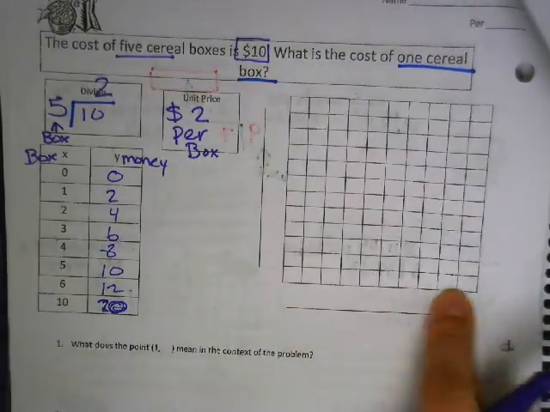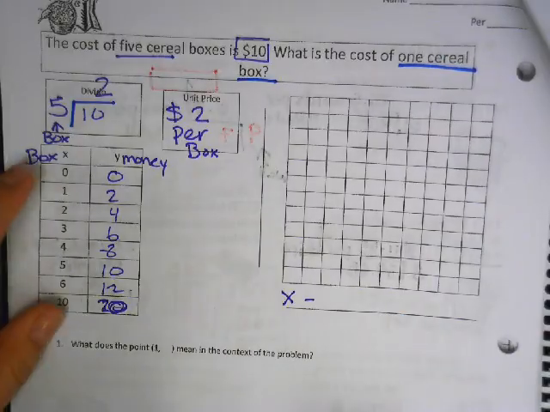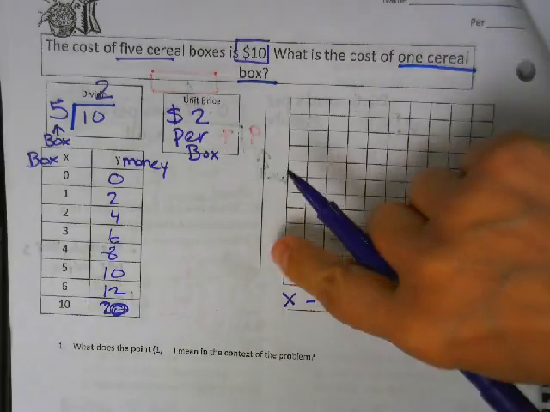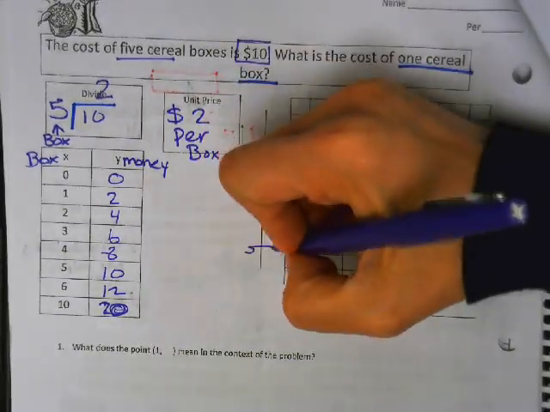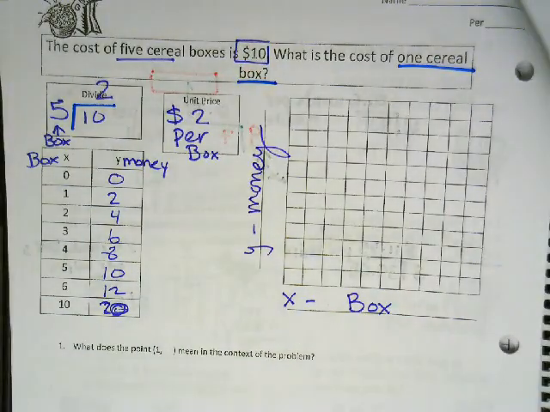Ooh, what is this? That's your x. And what's my x in this story? Cereal boxes. Okay, so what does this line represent? Money. It's your y and it's your money. So yes, they'll ask you to label things.